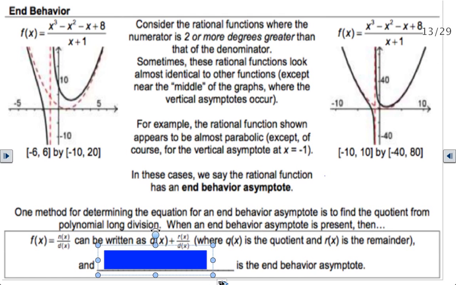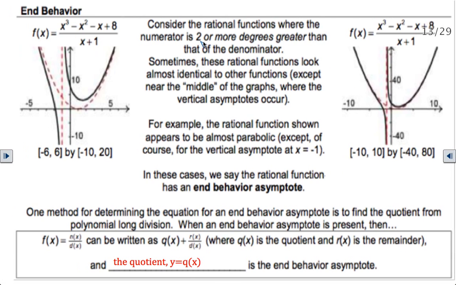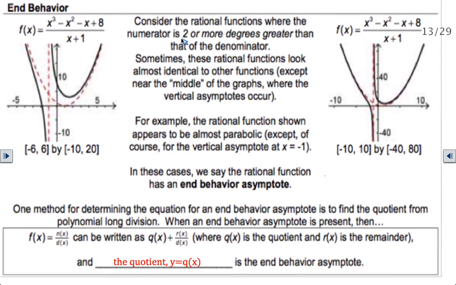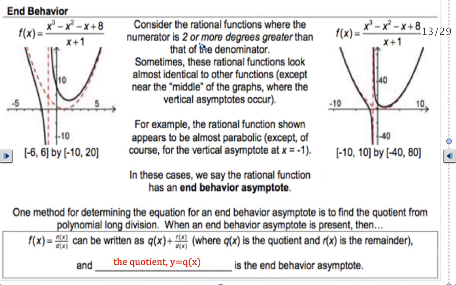So the whole thing in the notes that you need to write down, it's still the same thing that you had for the slant asymptote. The formula for the end behavior asymptote is going to be whatever your answer is when you divide your numerator by the denominator. Okay, the quotient just means whatever the answer is. Okay, go ahead and read over this. You might want to highlight this part. Whoops, forgot I changed it to selecting the 2 or more degrees greater than the denominator. That part you need to highlight.